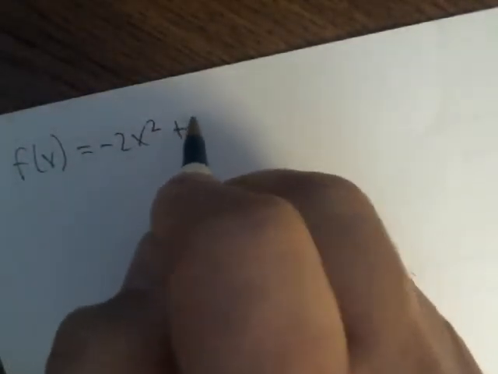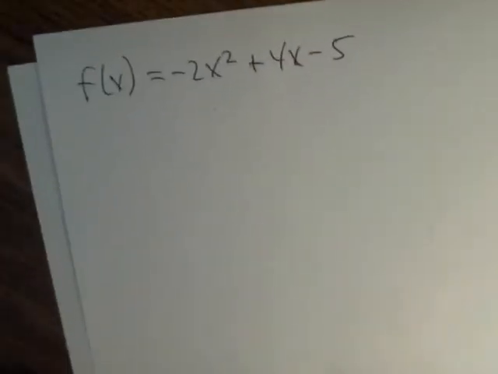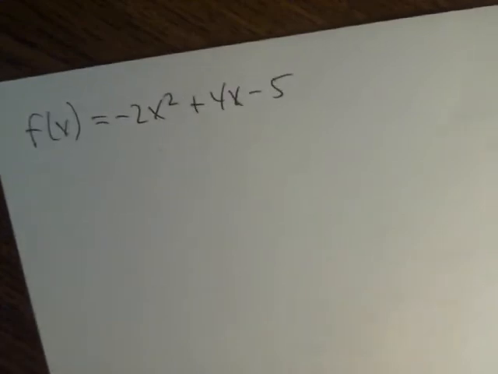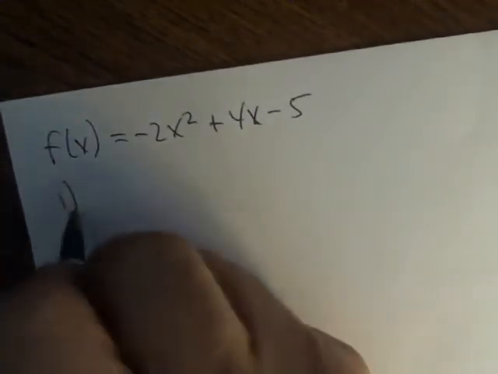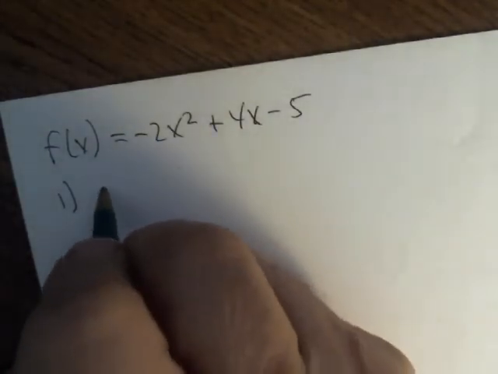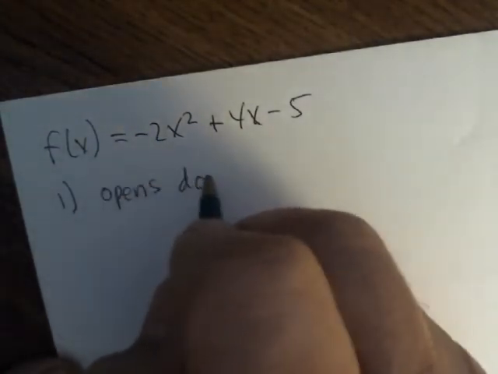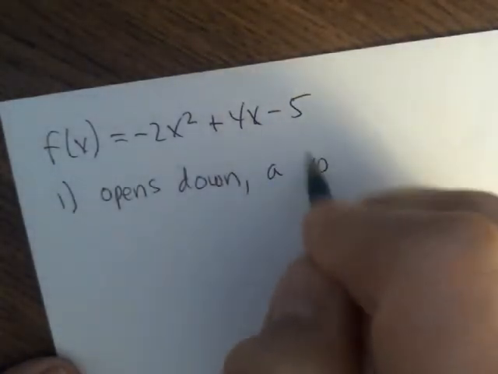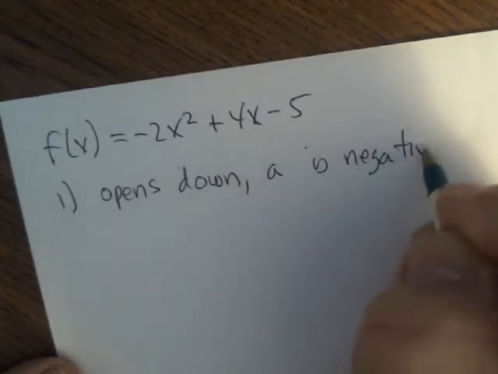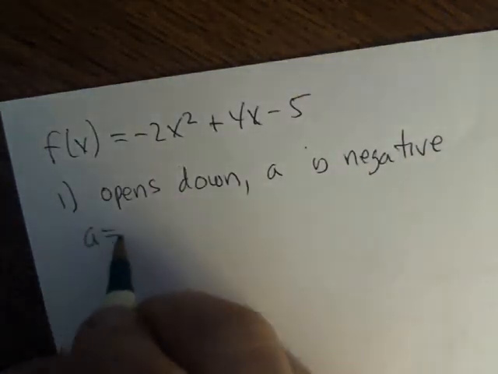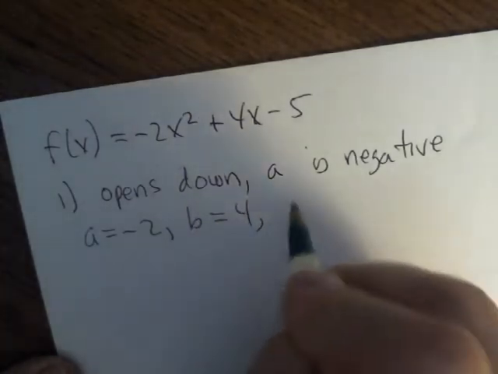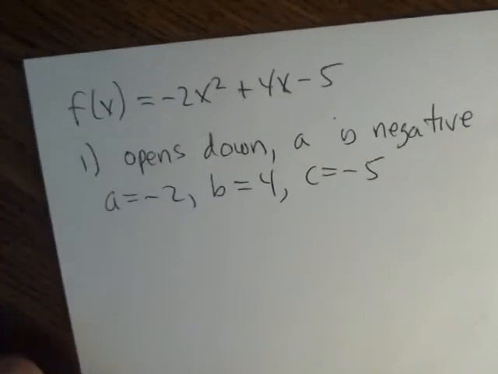So let's look at f of x is -2x squared plus 4x minus 5. So, step 1, I know it opens down. A is negative. And what I know is A is -2, B is 4, C is -5.